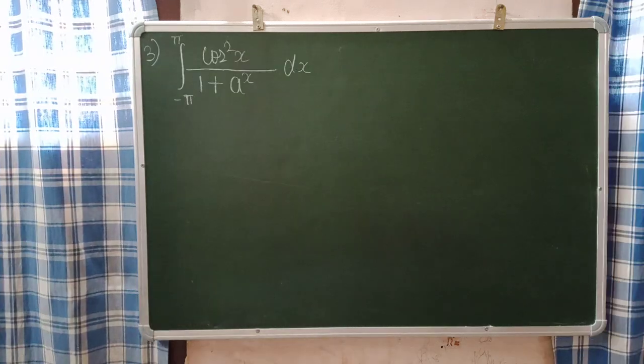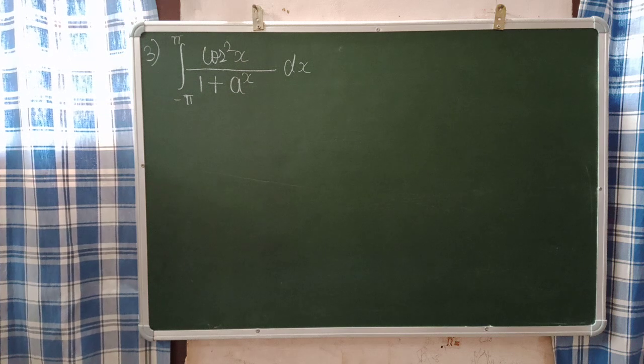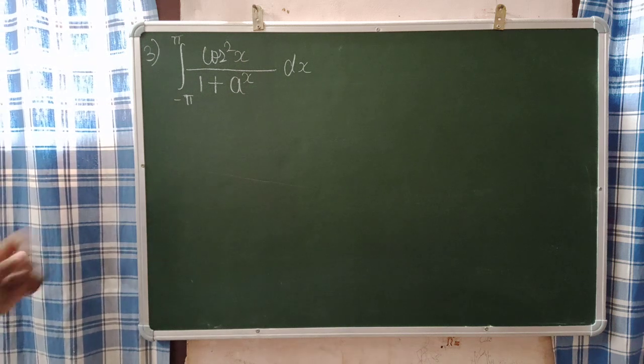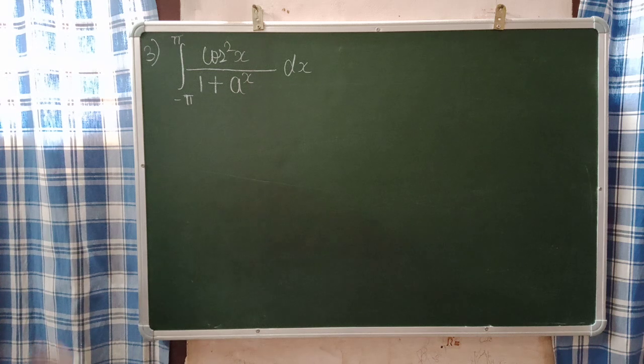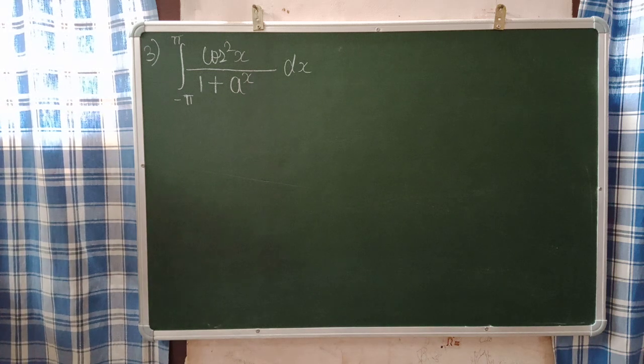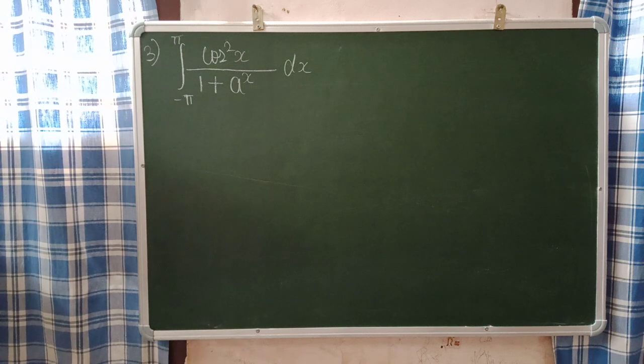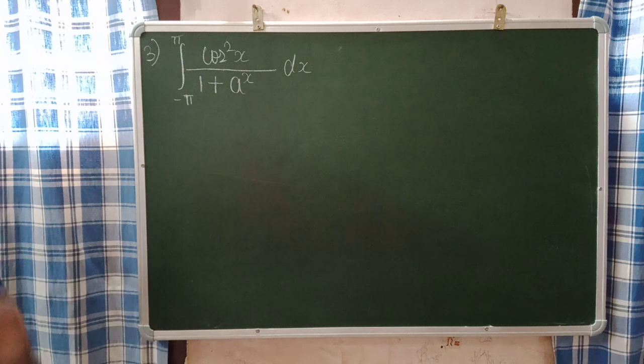Our next question is the integral of cos square x divided by 1 plus a power x, dx, from minus pi to pi. So guys, at the first instant when you see this question, you may say that we are going to use King's rule. Absolutely, we are going to use King's rule only.